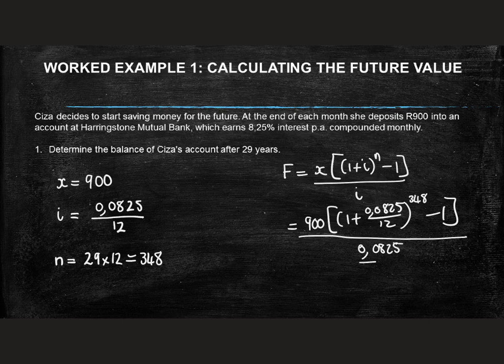0.0825 over 12. Make sure you punch this all into your calculator with the right brackets, and what you should get is 1,289,665.06. That's about 1.2 million.